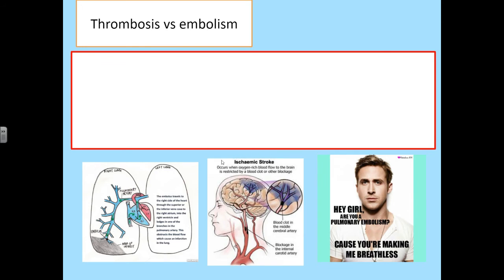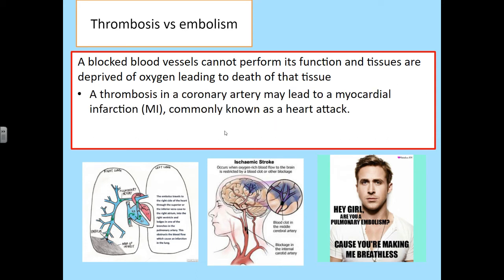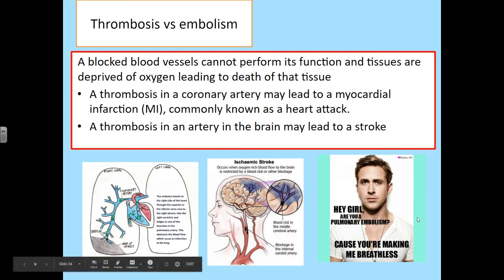An ischemic stroke is a clotted stroke where there's a lack of blood getting there because of a clot. So blocked blood vessels can't perform their functions and tissues are deprived of oxygen, leading to death of that tissue. A thrombus in the coronary artery may lead to a myocardial infarction, which is what most people know as a heart attack.